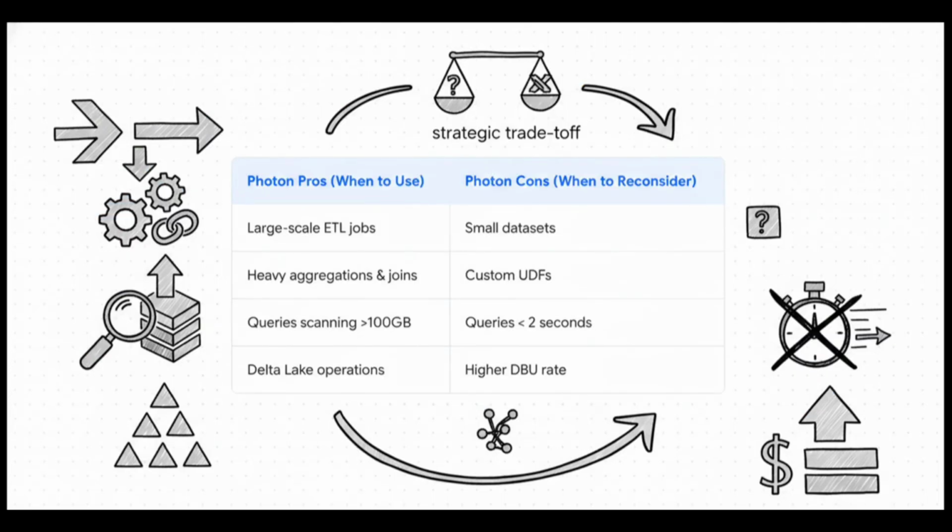See, here's the catch. That incredible speed, it comes at a higher DBU, that Databricks unit cost we talked about. So it becomes a strategic trade-off. As this table shows, for big ETL jobs or queries that are scanning tons of data, Photon is a no-brainer. The performance boost saves so much time that it more than pays for itself. But for small, quick jobs, you might end up paying more for a speed up you don't even notice.